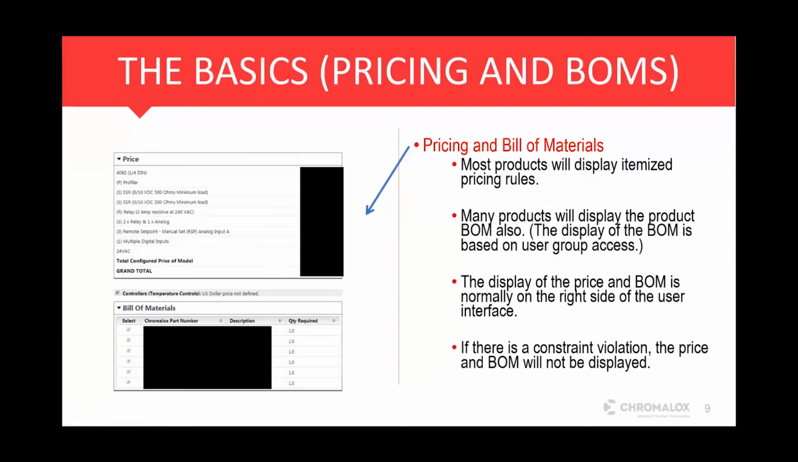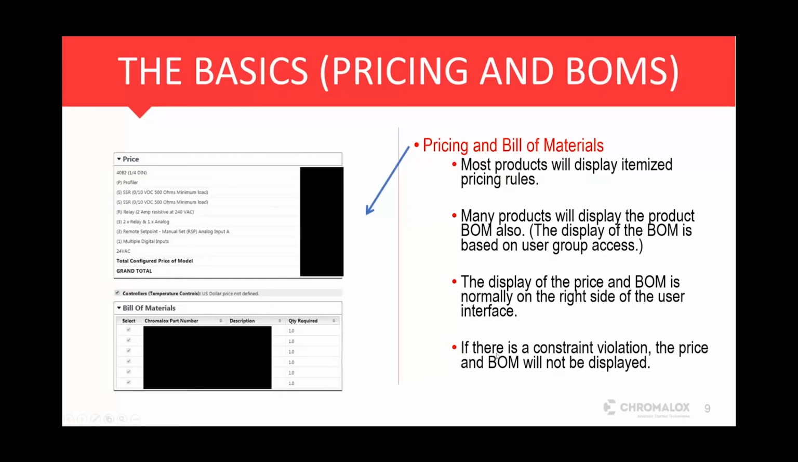The display of the price and bill of material is normally on the right side of the user interface, but it can be on the bottom. It really depends on how the user interface for that product is set up. We're trying to stay consistent, but sometimes, just based on the number of selections, we might have to shuffle where the price and bill of materials are located.